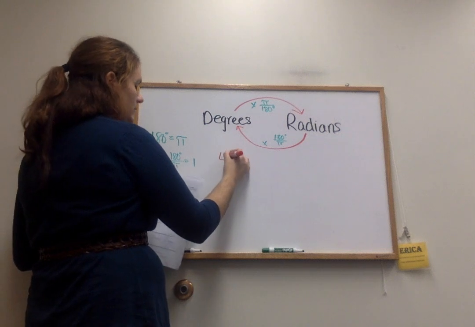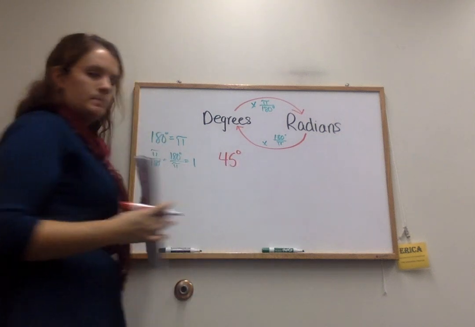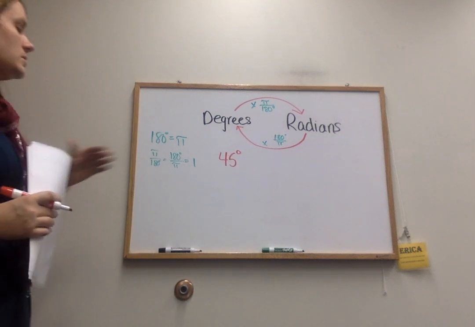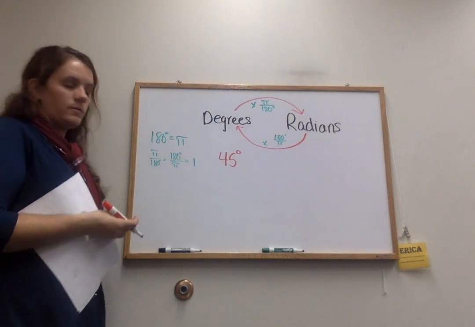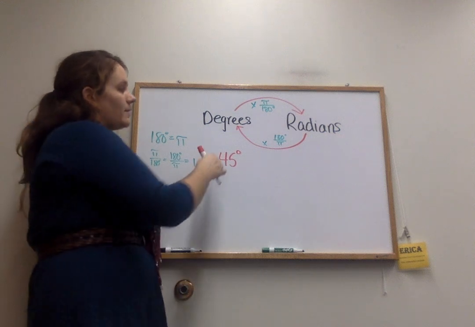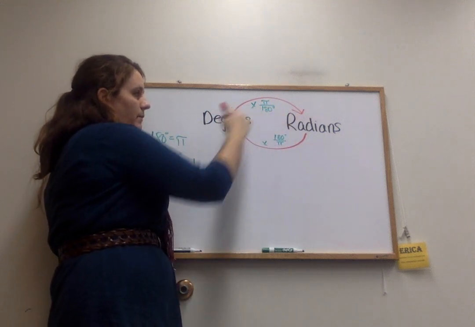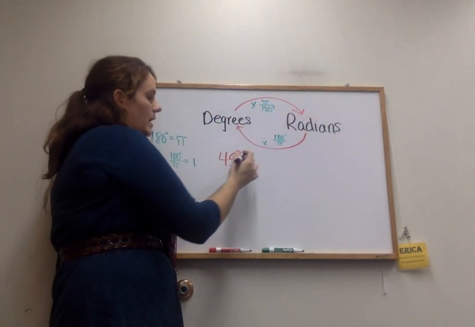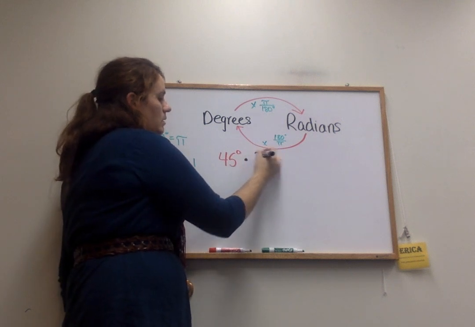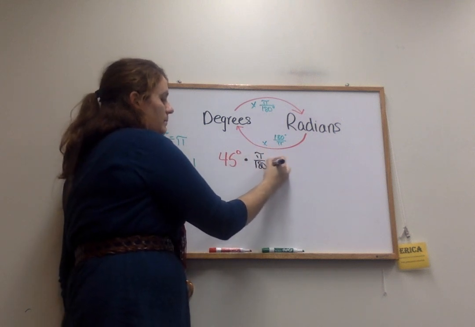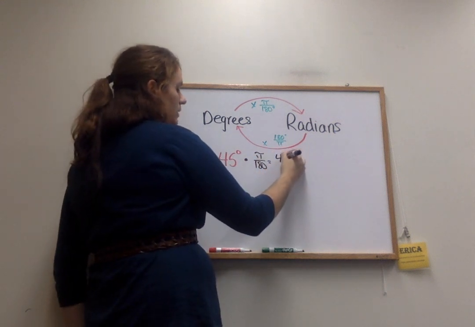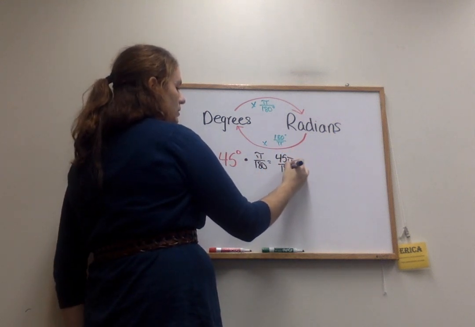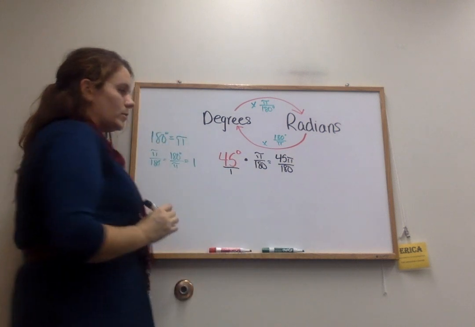All right, and our first example is going to be 45 degrees. Okay, so this is an angle. It is an acute angle. It's less than 90 degrees, which means it falls in the first quadrant. And if I want to change from degrees to radians, I'm going to multiply by pi over 180. When I do that, it's going to give me a fraction, 45 pi over 180. Remember, this is 45 over 1.